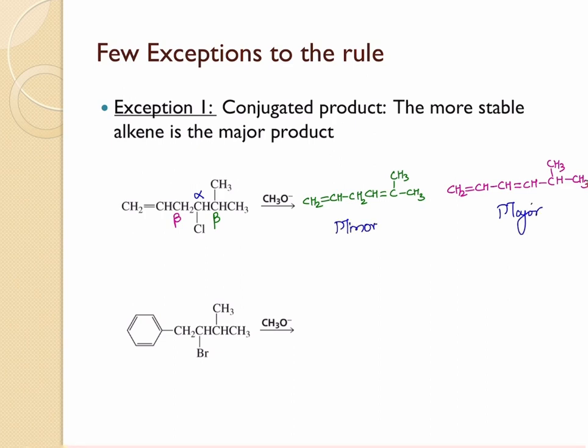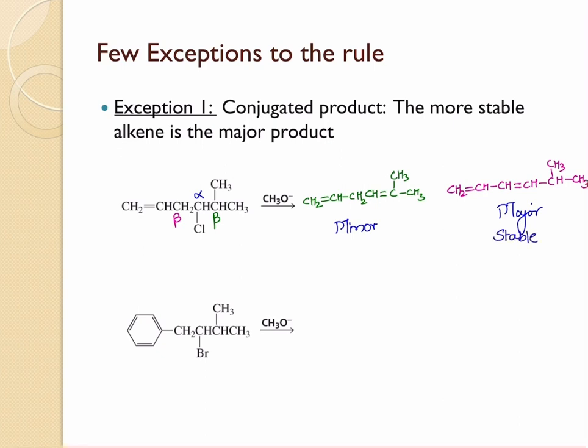Now, what is the reason behind why this is going to be the major product? The reason is very simple, because the new double bond that is formed is in conjugation with the already existing double bond. So these two double bonds are conjugated, and therefore this product right here is more stable, and therefore this is the major product.